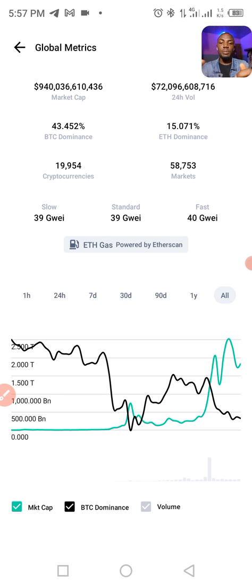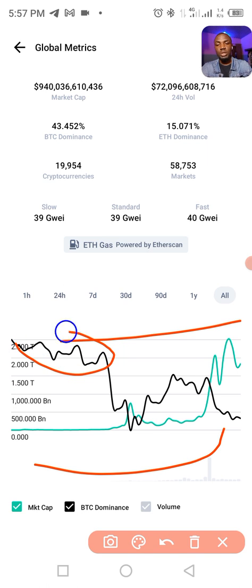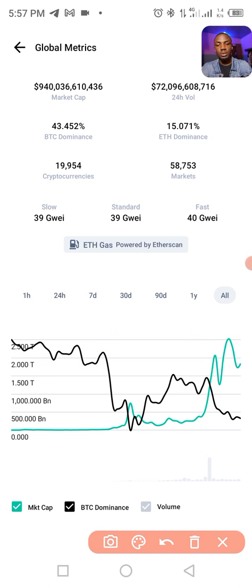So at that point where Bitcoin came into existence, the market cap was actually high, and then the Bitcoin dominance was high. Now look at it here. Look at where Bitcoin dominance was. Sorry, let me clean this. Look at where the market cap was. That was why the Bitcoin dominance was very, very high.